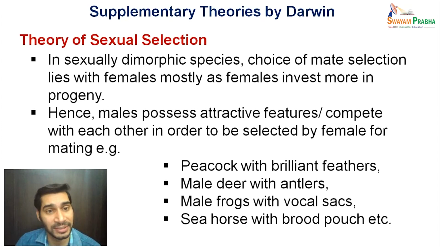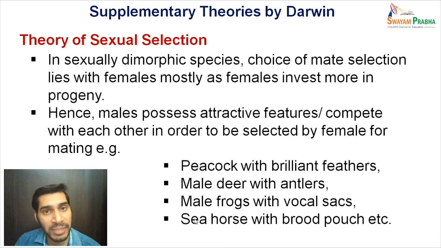Hence, in order to get selected by the females, the males possess attractive features. And they compete with each other in order to get selected by the female. For example, there can be a beautification, as in the case of the peacock. If you compare a peacock with a peahen, peacocks have brilliant feathers. So all male peacocks compete with each other in terms of the brilliance of their feathers so that females select the one with the most beautiful feathers.